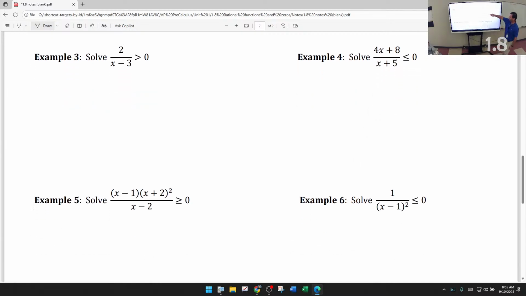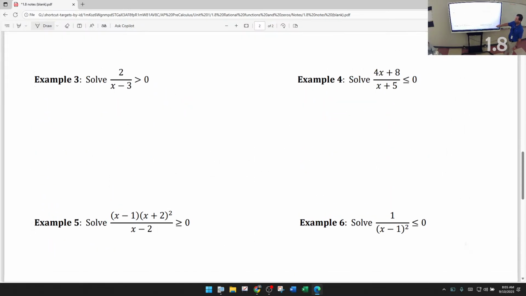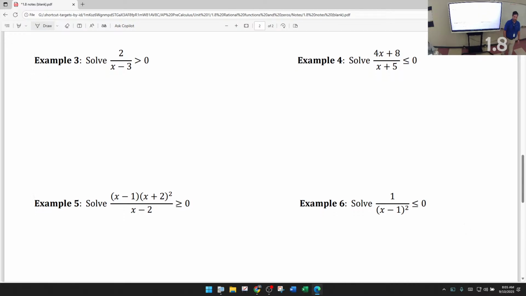All right, what else I got on these connotes? Oh, solve. So example 3, example 4, example 5, example 6. Do example 3 real quick. I probably should have given you something besides 3. That's pretty easy.